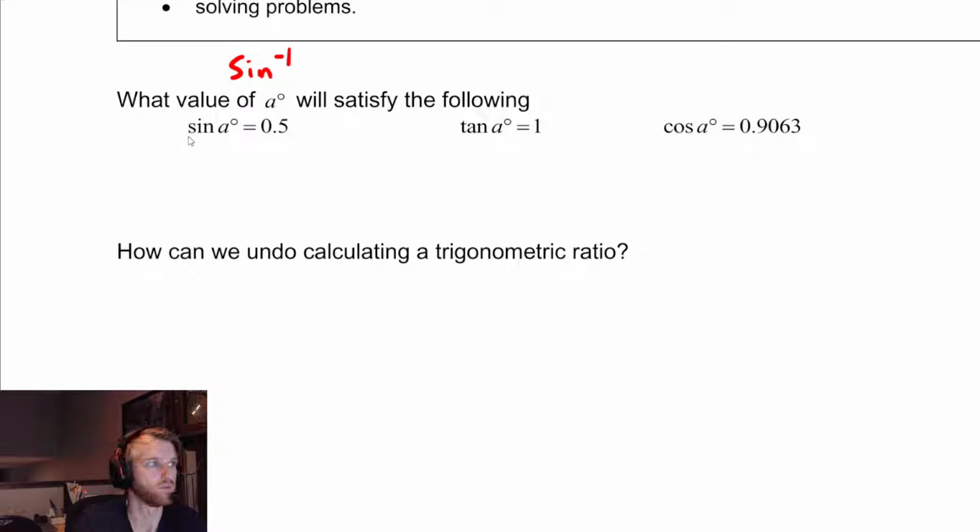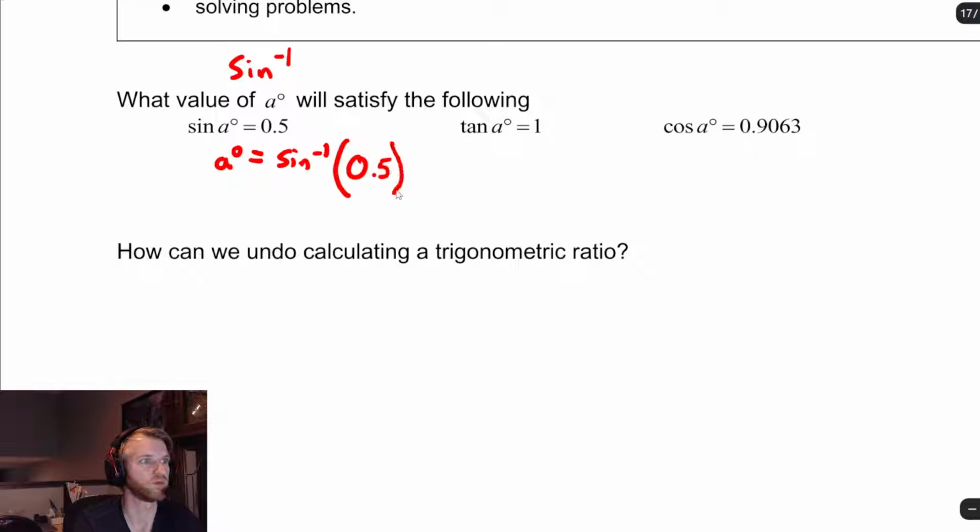So what we end up with is, to get rid of this sine, we flip it to the other side, but we add that little -1 to make it an inverse. So A will now be by itself on this side, and on this side of the equation we now have sine inverse, and anything that was over on this side is going to be put in brackets inside that sine inverse. So we had 0.5 there. So this is now saying A, our angle A, is equal to the sine inverse of 0.5. And we have to put that into our calculator.